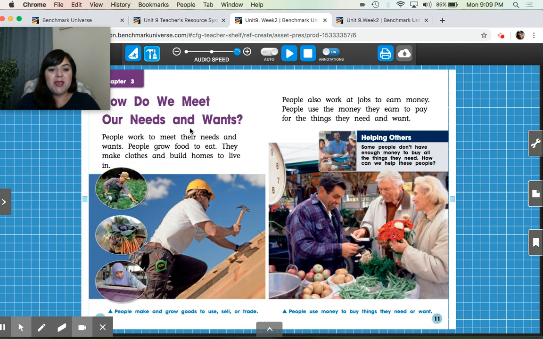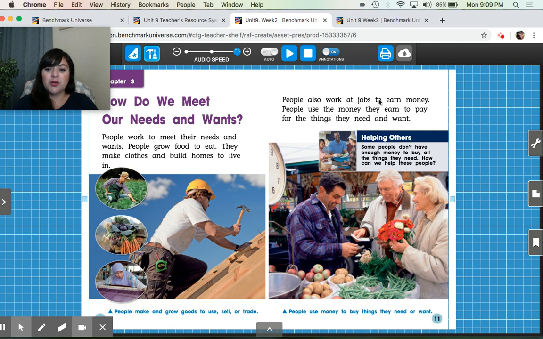How do we meet our needs and wants? People work to meet their needs and wants. People grow food to eat. They make clothes and build homes to live in. So those are some things we need, right? We need food, we need clothes, we need shelter. Oh, we need water.